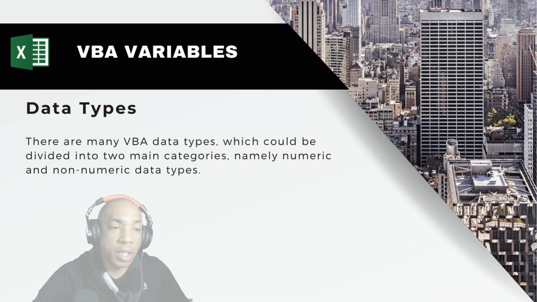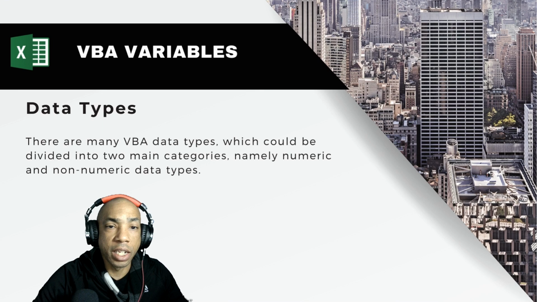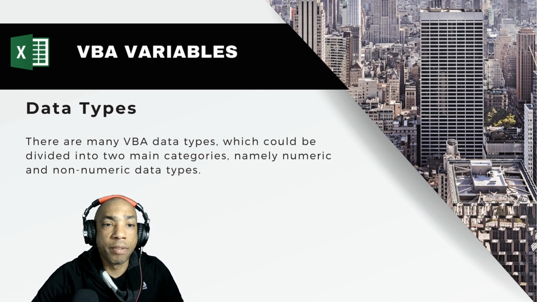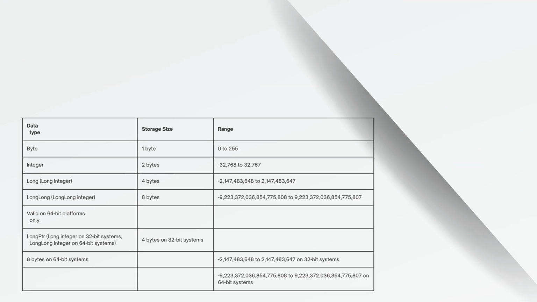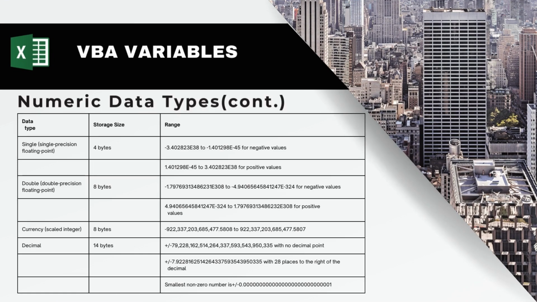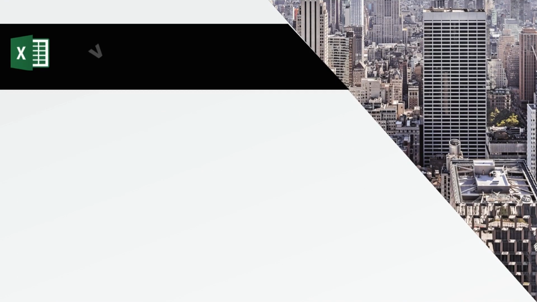Now, there are different data types, and we're going to take a look at these data types. They can be divided into two main categories, namely numeric and non-numeric data types. We're going to look at some of the tables, and there are a lot of different data types that you will see, everything from a byte, integer, long integer, and you can see that the table is valid on various platforms. Then we have the numeric data types continued: single, double, currency, and decimal. And the ranges and the storage sizes, some are incomprehensible.